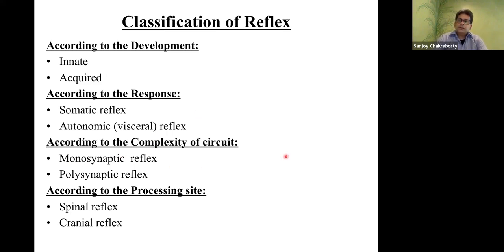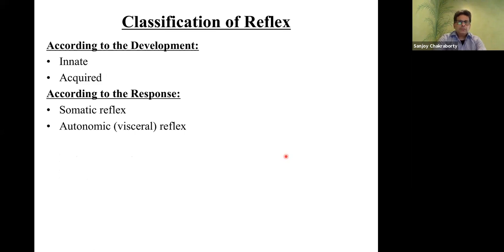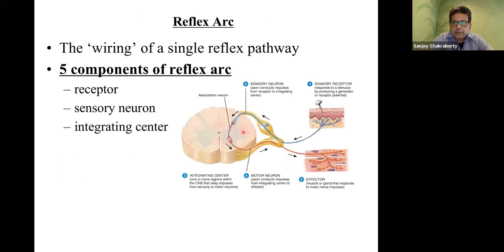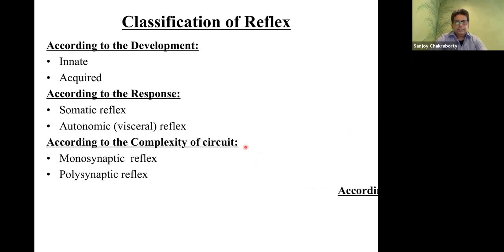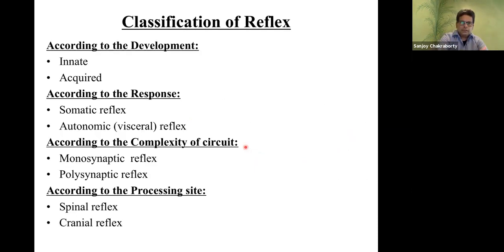According to the complexity of the circuit, synapse means the junction between neurons. So monosynaptic means when there is only one junction, polysynaptic when there are multiple junctions. If you go back to the reflex arc right here, this is one synapse, second synapse here. So two synapses, so this is polysynaptic. If this neuron does not exist, meaning the body knows exactly what to do, for example knee-jerk reflex, that's an example of a monosynaptic reflex, meaning one synapse is involved. Again, you don't need that many examples, but just know what is polysynaptic and what is monosynaptic.